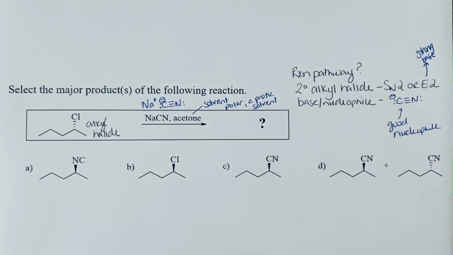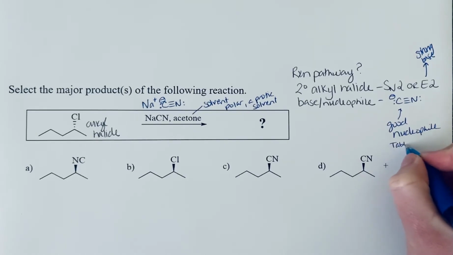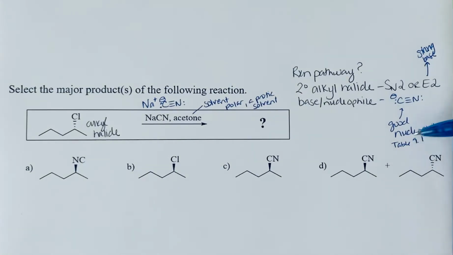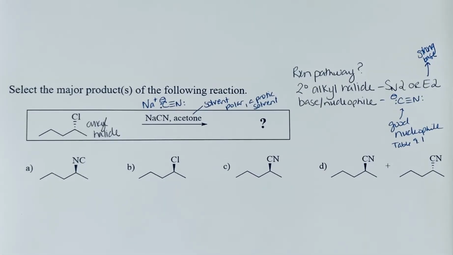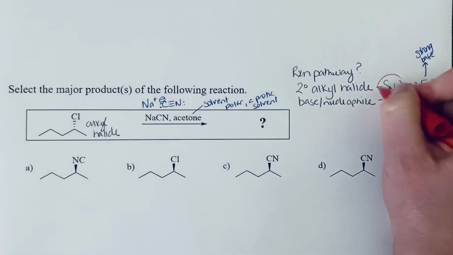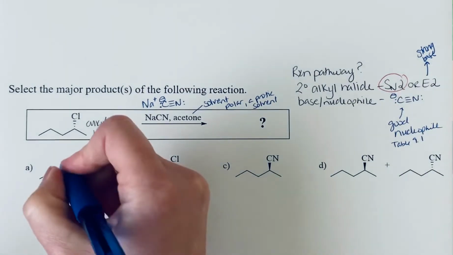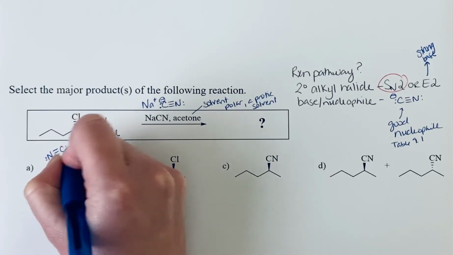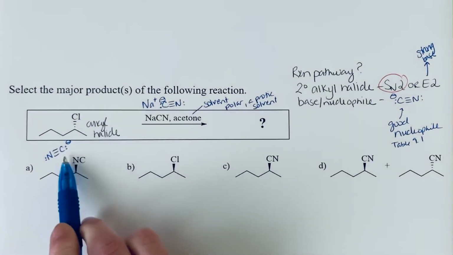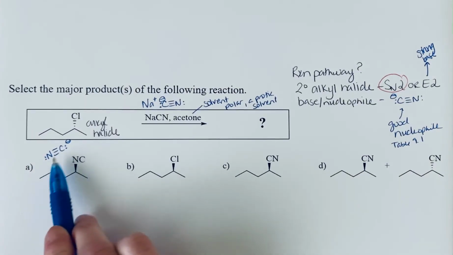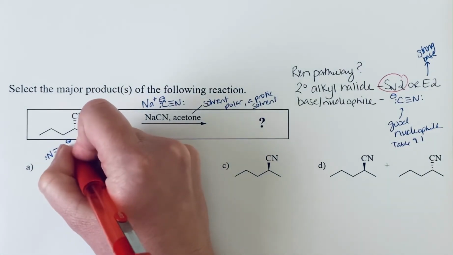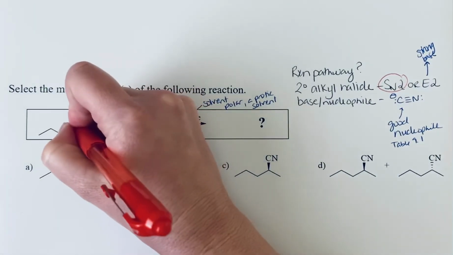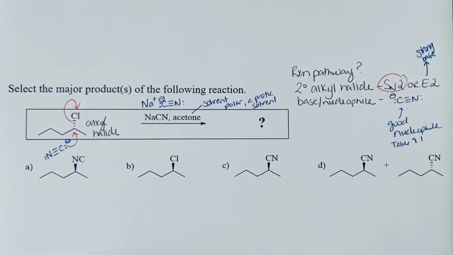Examples of good nucleophiles you can find in table 9.1 of your textbook. Okay, so since we have a secondary alkyl halide and a good nucleophile, but not a strong base, we are looking at the SN2 pathway. And so I'm going to just draw the mechanism for this SN2 reaction. So we have our cyanide anion, and it is the carbon that is the nucleophilic site here. So the carbon atom of the cyanide is going to approach from the opposite side of where the leaving group is, and it is going to push off that leaving group.